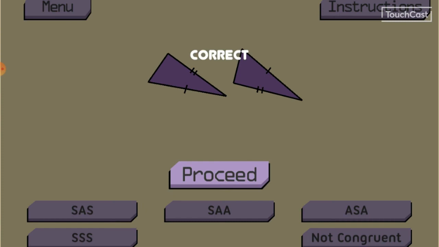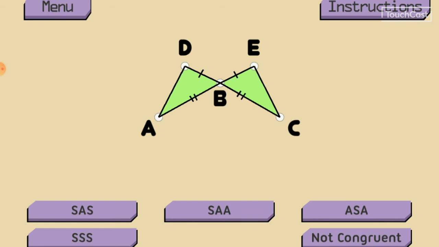So that's another feature of the app. It can also show examples of triangles that are not congruent. So here is another one. Let's see. There are now two triangles, and DB is congruent to EB, and also AB is congruent to CB.